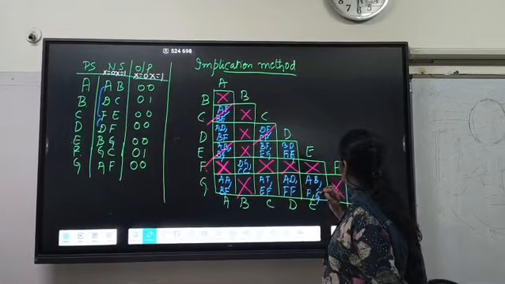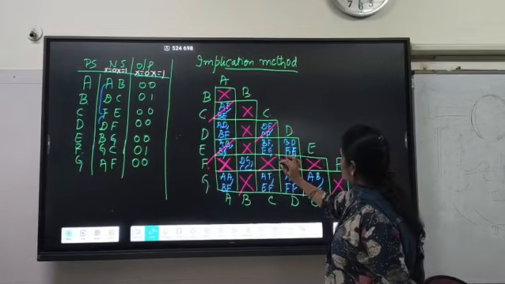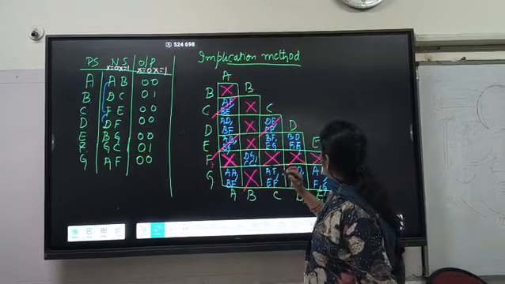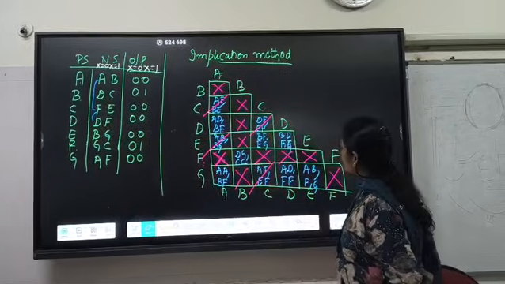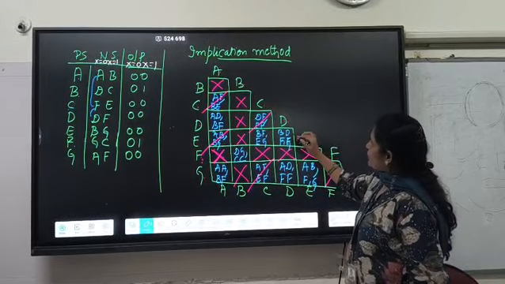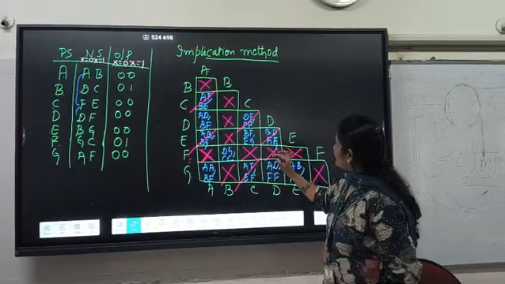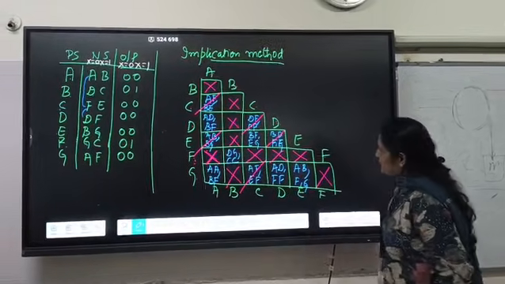But I have to check for E to G also. E to G is also valid. Next one is A to F. A to F is not valid, so this becomes invalid. Next, if I go here, it is B to D. B to D is not valid, so I will not even check for the second one.